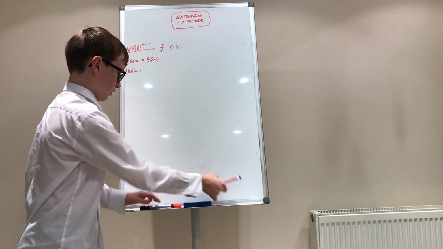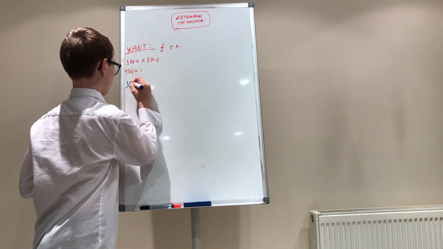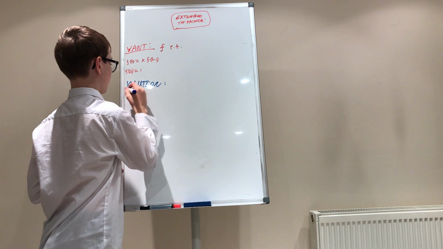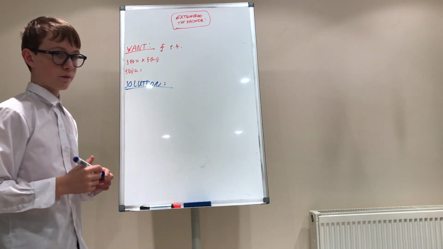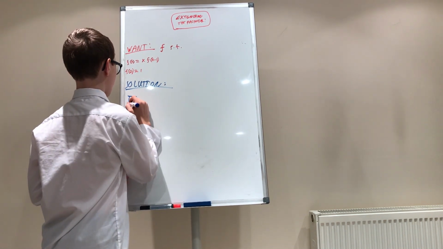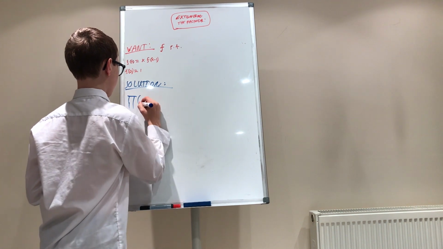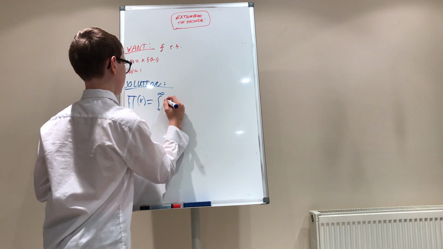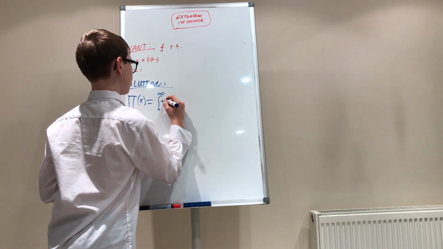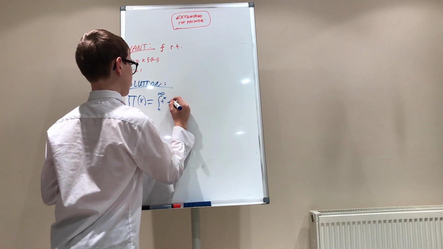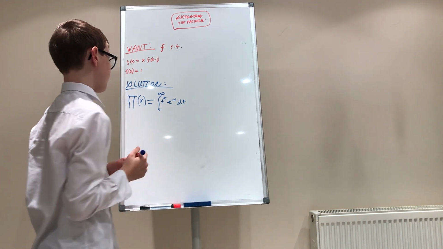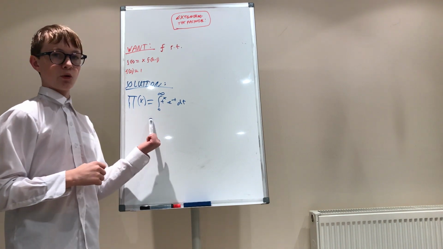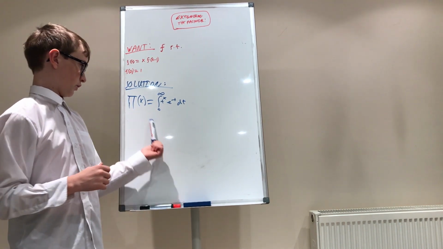Turns out that the solution is the pi function, pi of x equals the integral between 0 and infinity of t to the power of x times e to the negative t dt. Okay, this is the precise solution. This works for all x which is positive.